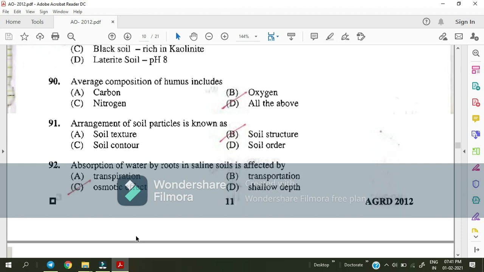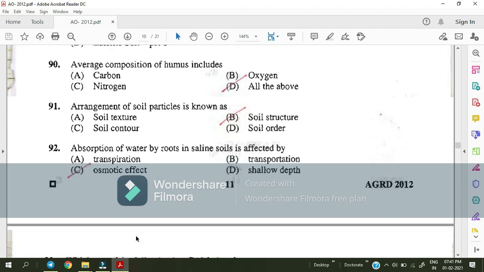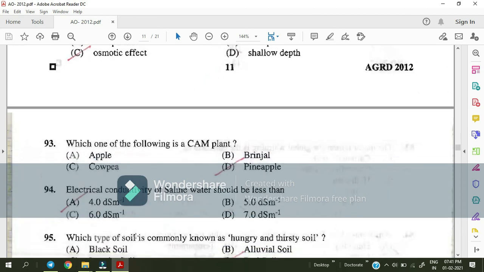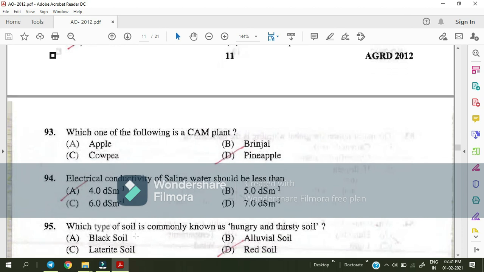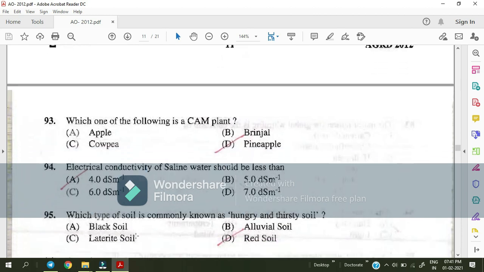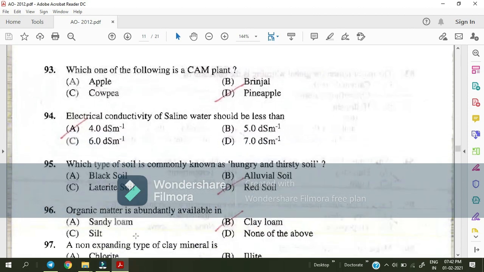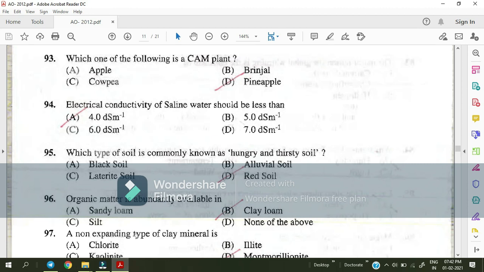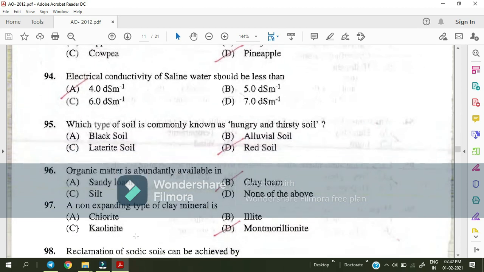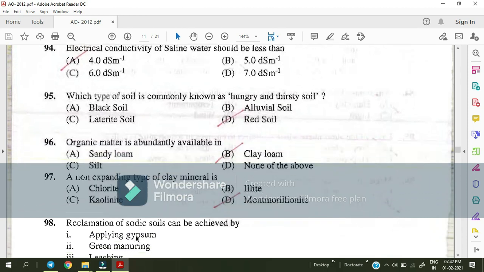92nd question, absorption of water by roots in saline soil is affected by osmotic effect. 93rd question, which one of the following is a CAM plant? Pineapple, agave. 94th question, electrical conductivity of saline water should be less than 4 dS m-1. 95th question, which type of soil is commonly known as hungry and thirsty soil? Red soil. 96th question, organic matter is abundantly available in clay loam.